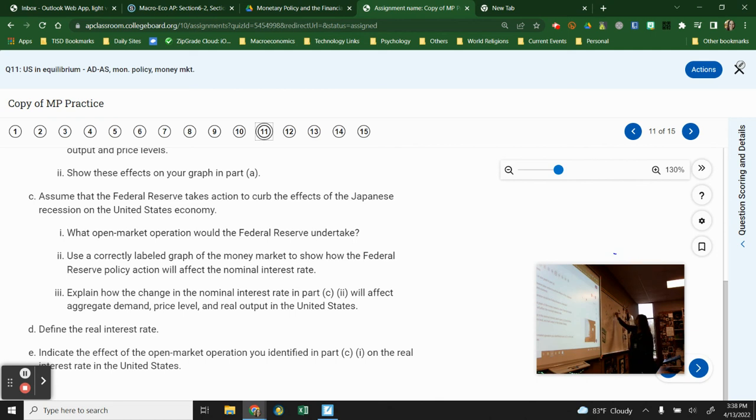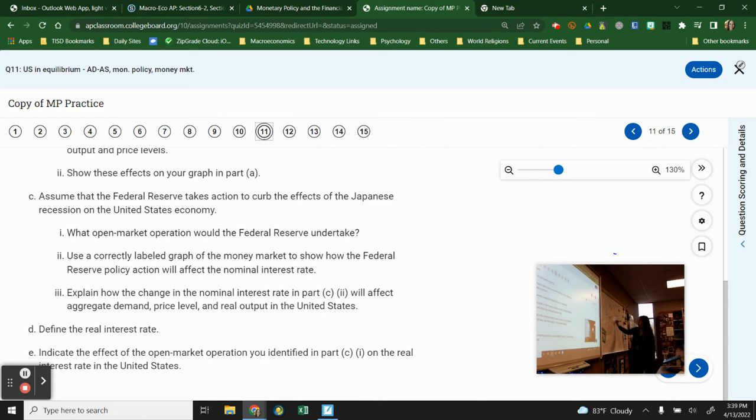Recession. So on I, it says, what open market operation would the Federal Reserve undertake? Buying bonds. If I had said lowering the discount rate, is that right? No, but that's expansionary. It says open market operation. Also, by the way, you can't just say expansionary monetary policy. Be as specific as you can. Don't just say expansionary. You say buy bonds.